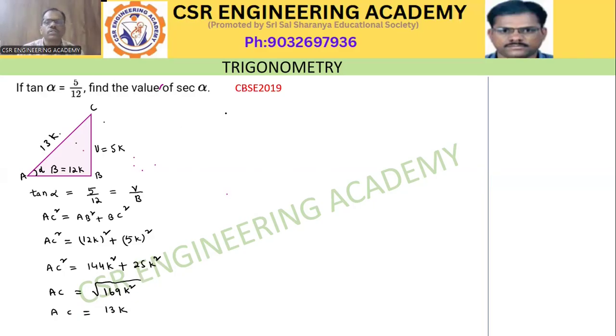So therefore, secant alpha is equal to reciprocal of cos alpha, that is 1 by cos alpha, which is equal to hypotenuse by base, that is hypotenuse 13K divided by base 12K, which is equal to 13 by 12.